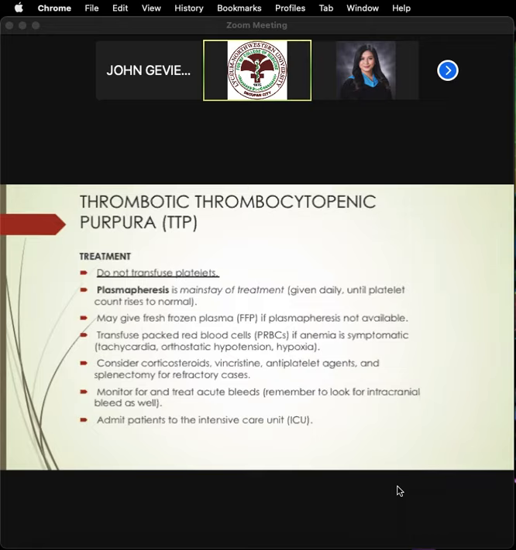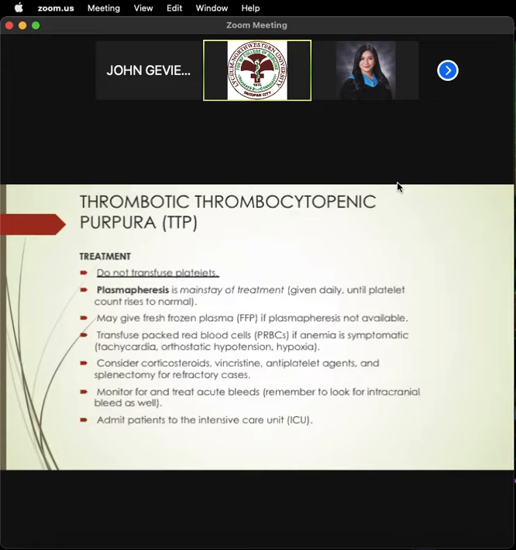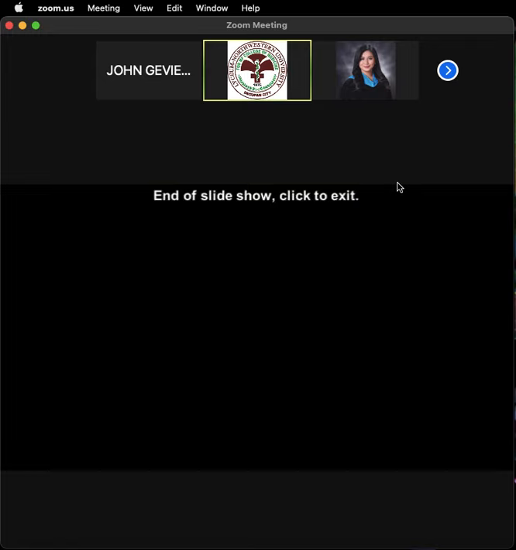So what is the treatment? Plasmapheresis is the mainstay of treatment. You may give FFP if plasmapheresis is not available. You could also transfuse PRBC. You could give corticosteroid, vincristine, antiplatelet agents, and in some cases we could also do splenectomy. Most patients are admitted to the ICU.